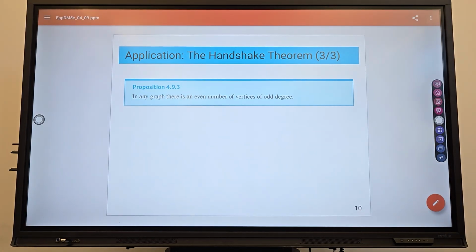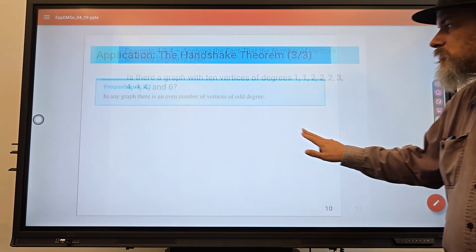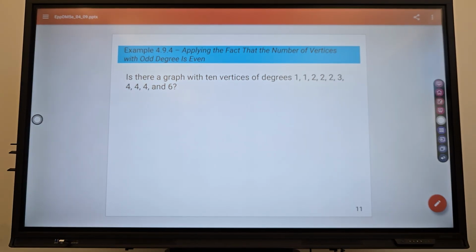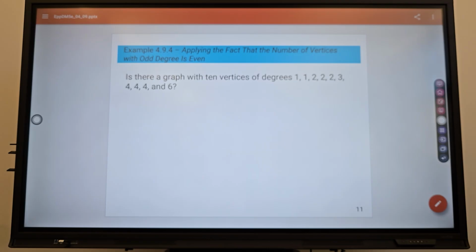In any graph there's an even number of vertices of odd degree. So is there a graph with 10 vertices of degrees 1, 1, 2, 2, 2, 3, 4, 4, 4, and 6?